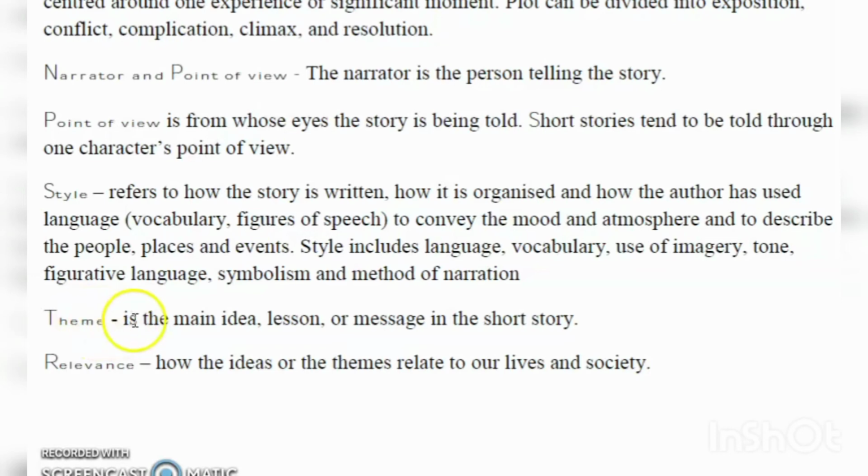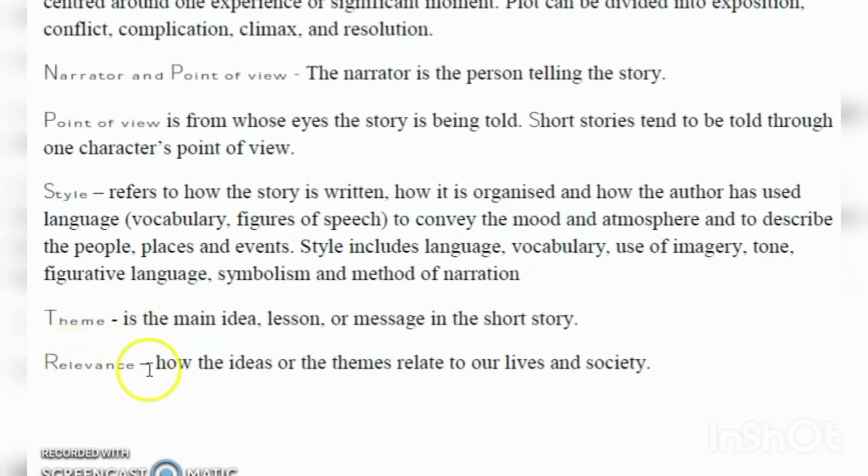So theme, they can mask the question by saying, what is the main idea of the short story? What is the lesson learned in the short story? What is the message in the short story? So they all mean the same thing. So after every short story that you are going to read in a year, there is always a theme or the main idea. Okay, what's the point of reading anything or hearing about anything if there is no theme? You have to learn something from what the story is telling us.